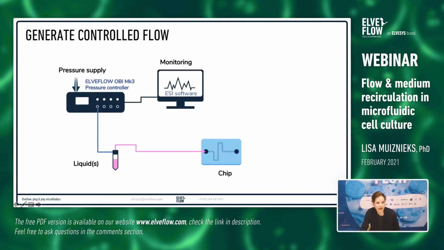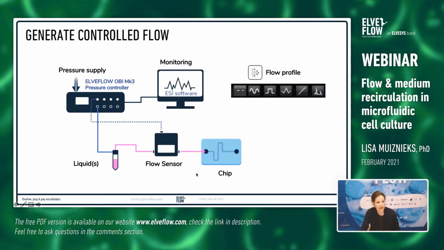The pressure controller is hooked up to liquids in reservoirs and connected to the microfluidic chip with tubing. A flow sensor can be added with a feedback loop, so you can control the flow of fluid by flow rate, not just by pressure. The ESI software allows you to choose the flow profile of choice through the chip, be it steady, pulsatile, or even custom, such as a heartbeat.